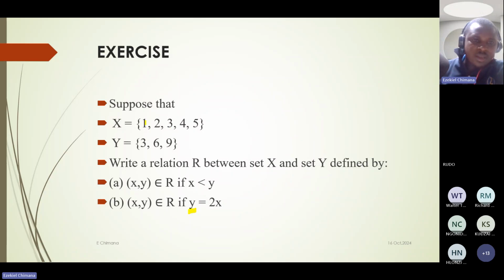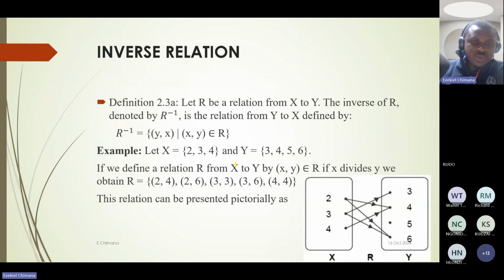So if you take 1 and multiply it by 2, is there any value that you can get? No. If you take 2, 2 times 2 gives 4. Is it equal to y? No. If you take 3, 3 times 2 gives 6, which means you can match 3 and 6 there. 4 times 2 gives 8, and 5 times 2 gives 10, so you cannot get those. So we take the value in x, multiply it by 2, and get a y. That's how you do it.